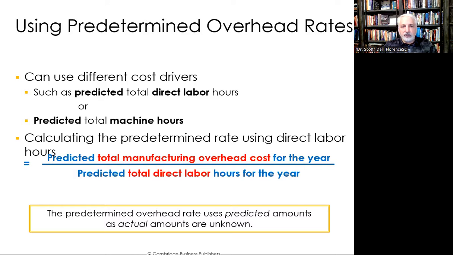So let's look at how we calculate that. We're going to predict the total direct labor hours in this case, or predicted total machine hours, for the year. We're also going to predict the total manufacturing overhead cost for the year. These are projections. This is the expectation. Again, it is an estimate, so it may or may not be real close to what we're doing, but it's the best shot we have. So the predetermined overhead rate uses predicted amounts as actual amounts are unknown. So we don't really know how much we're going to be spending in the next year, but we can estimate it.